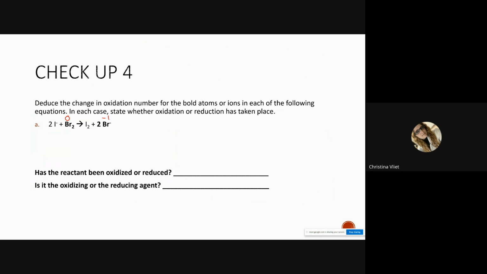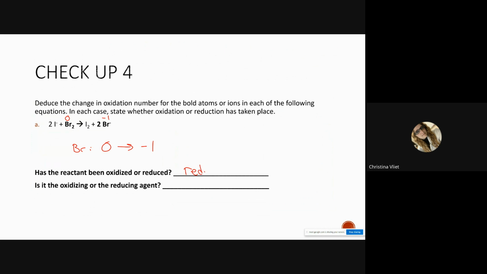Right, that's that rule. All right, so this is what you have to recognize. Bromine goes from 0 to -1 from reactants to products. Is that an oxidation or is that a reduction? It's a reduction.